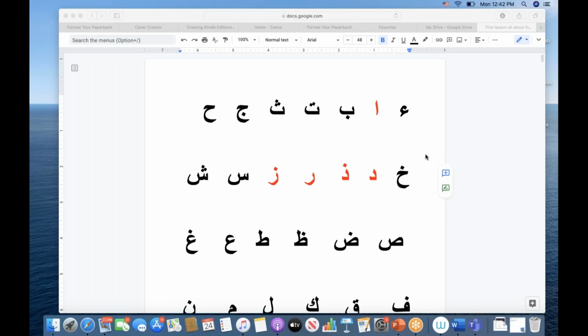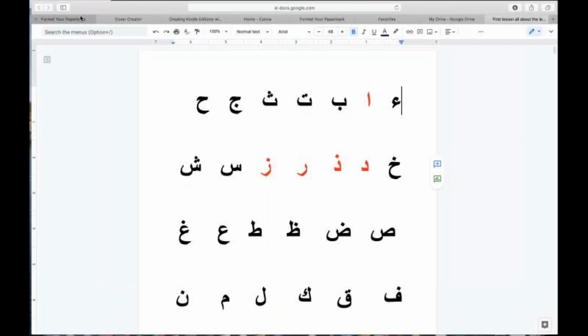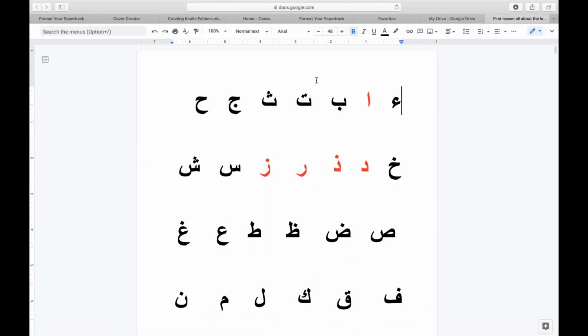Assalamu alaikum wa rahmatullahi wa barakatuh. This is lesson 1 for our 111 class. So we're going to start with the letters. I'm going to try to make it as short as possible, and I hope everyone will benefit from it.